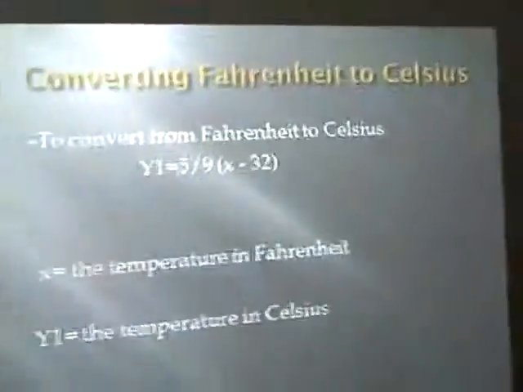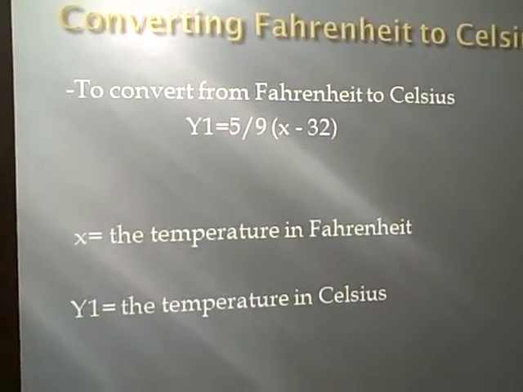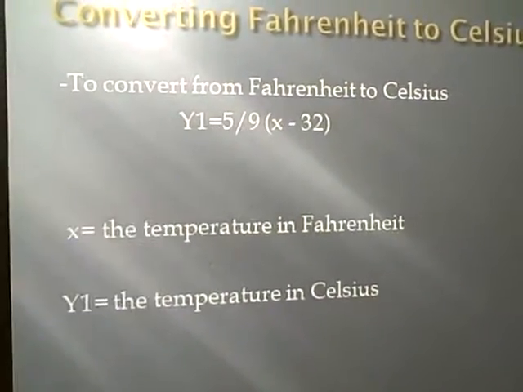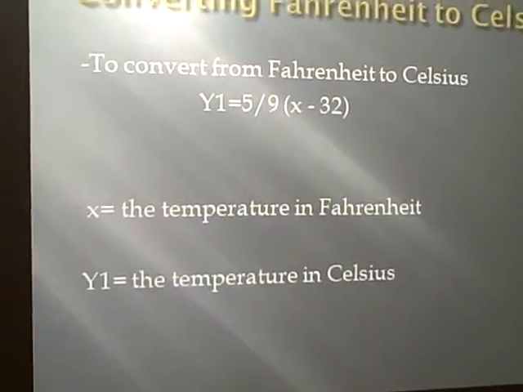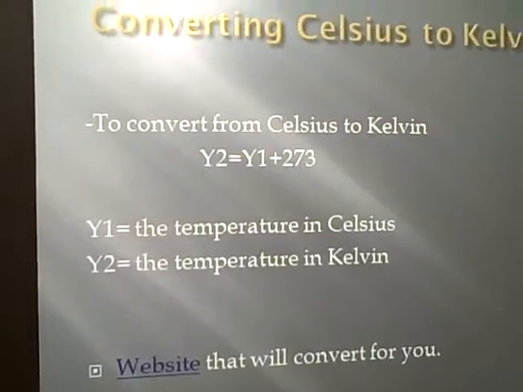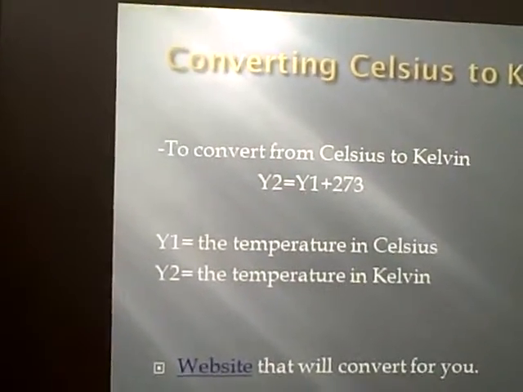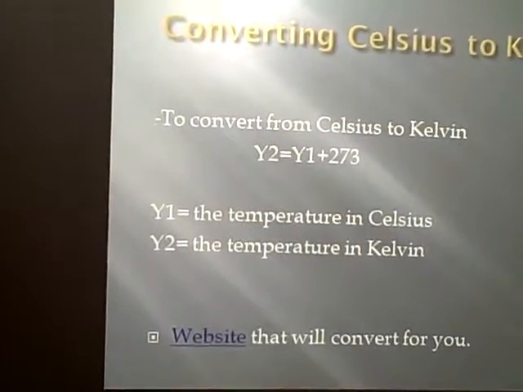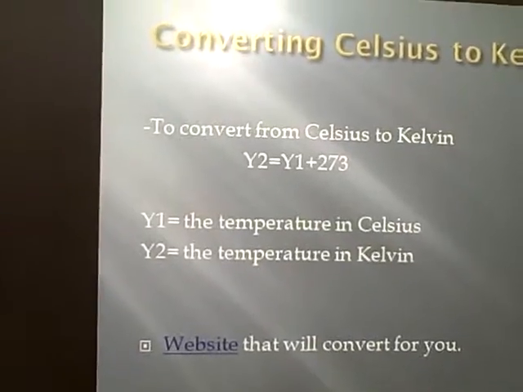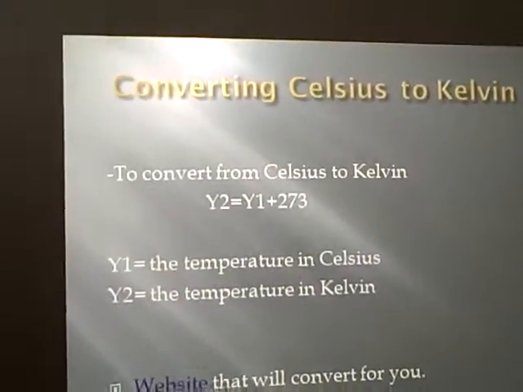You take this formula to convert from Fahrenheit to Celsius, and you put Fahrenheit in for X, and then what you get for your answer will be Celsius. Now to convert from Celsius to Kelvin, you put Celsius in here, and then add 273, and you'll get the Kelvin. Y1 would be the temperature in Celsius, and Y2 would be the temperature in Kelvin.